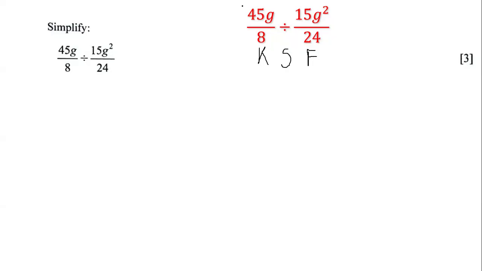So you're going to keep this particular fraction the same. You're going to switch this particular sign from a division sign into a multiplication sign. And then you're going to flip this fraction. You're going to put the 24 on top, and you're going to put the 15g squared at the bottom. So that's the rule whenever we're dividing two fractions. You keep, switch, and flip.